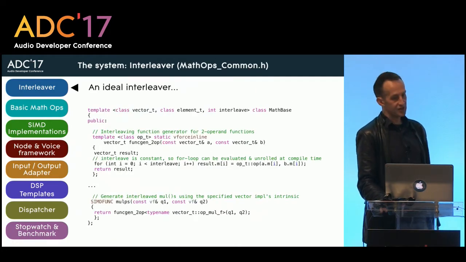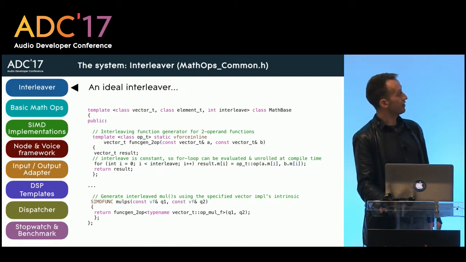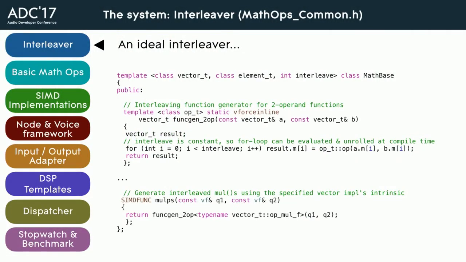So we start off with an interleaver. What this will do is take a single stream of code and generate an interleaved multi-channel version of that code. The idea is we have a function, like a code generator, that takes a 2-operand function and unrolls it with a simple for loop at compile time. So that interleave is a compile time constant. That should be nice and fast and nice and clean. We can write one multiply instruction and get an interleaved one, right?